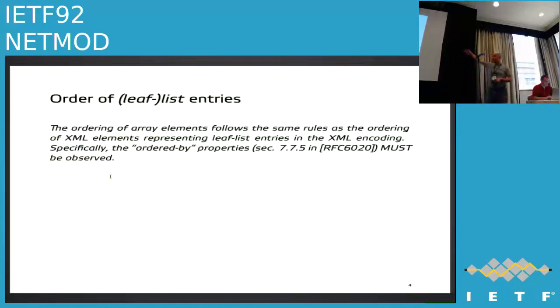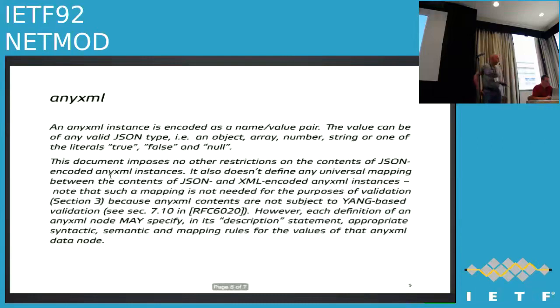So this is just the text copied from the draft about the order of leaf list entries, so you can read it yourself. Essentially, it just says that ordered-by properties have to be observed. I think that should be sufficient. Next slide, please. And this is now the text about NXML.